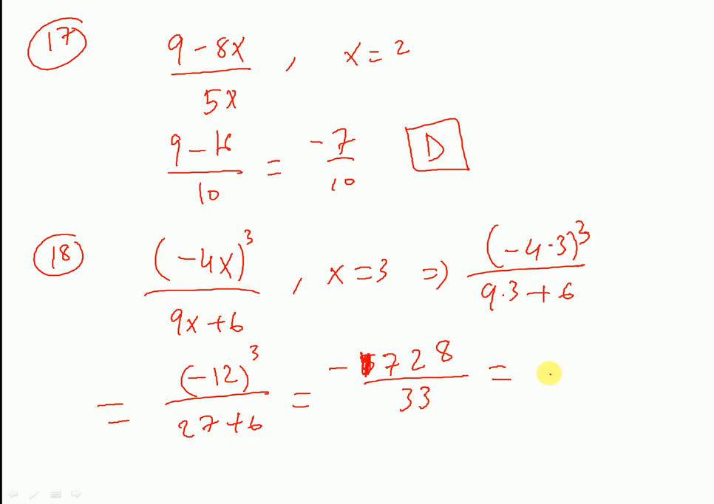If you simplify this expression, divide the top and the bottom by 3. They have a common factor of 3. So on the top you got minus 576, on the bottom you got 11, and this should be the answer D.